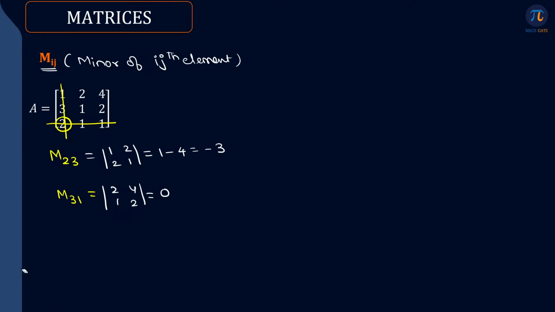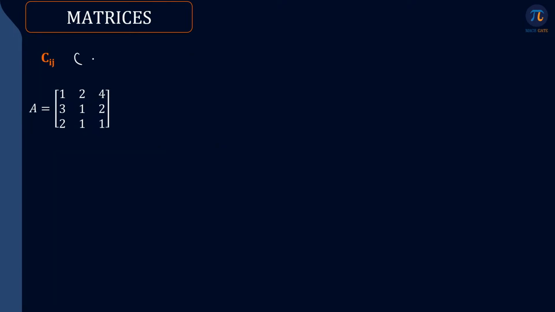Similarly, you can take any element, we can find minor of the element. For example, if you want this, which is in the first row and second column, here remove the column and remove the row. Remaining submatrix determinant, that is 3 2 2 1, determinant, which is 3 minus 4, that is minus 1. Similarly, we can find minor of every element.